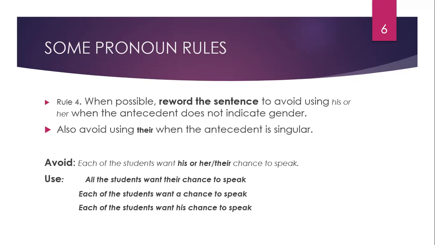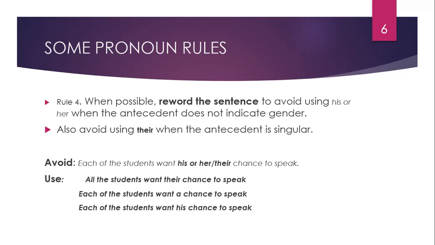Rule number 4 says, when possible, rename the subject to avoid using his or her when the antecedent does not indicate gender. If you are using a noun or a noun phrase, and you cannot tell from the noun or noun phrase whether the subject is male or female, sometimes what you need to do is to reword it so that you avoid using both his and her or either of them.